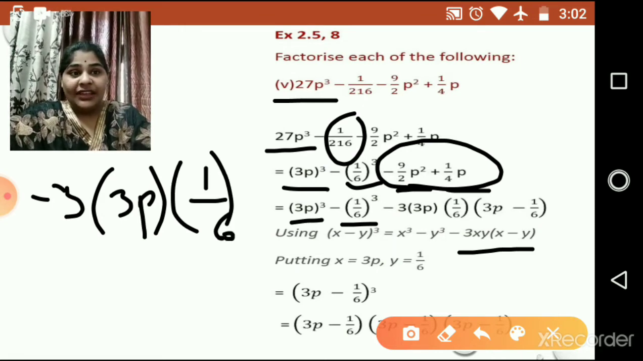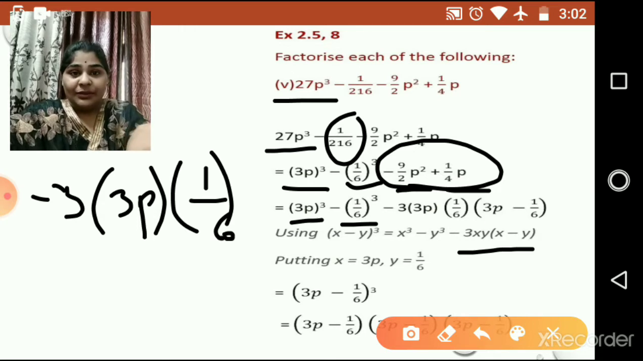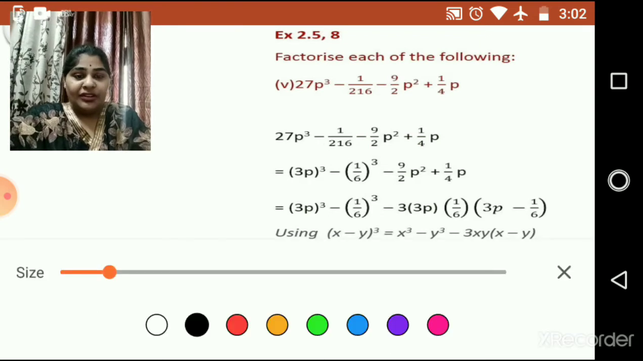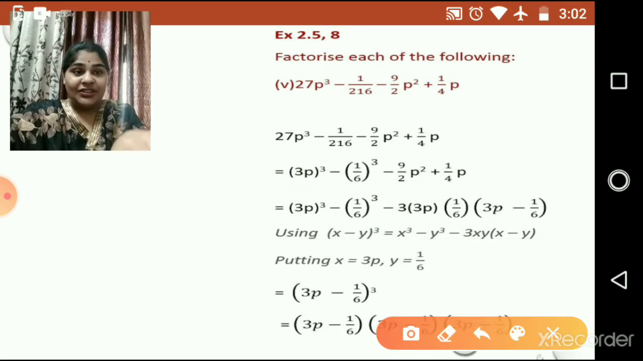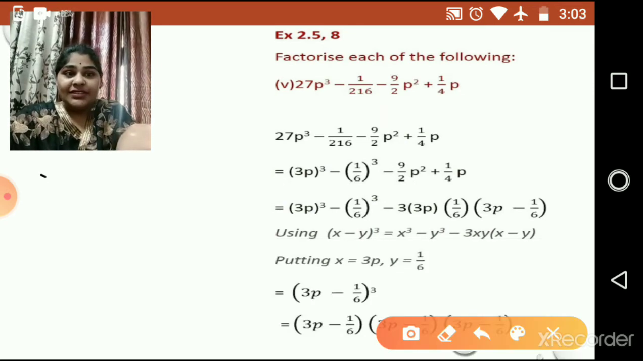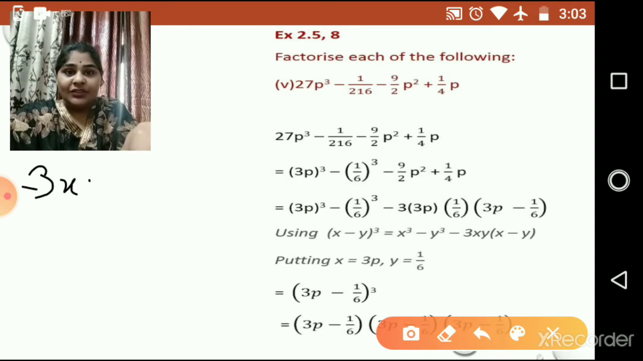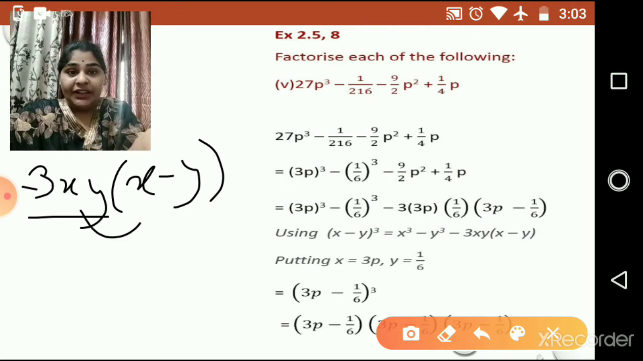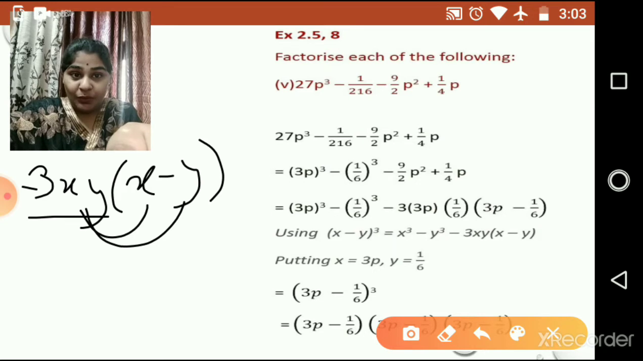Now if I calculate this, children, another bracket is x minus y, that is 3p minus 1 upon 6. I'll make it a smaller size so that you will understand. Once again I'll write here, children, it is 3xy into x minus y. All right, so this negative 3xy is multiplied to x as well as multiplied to y, children, right?